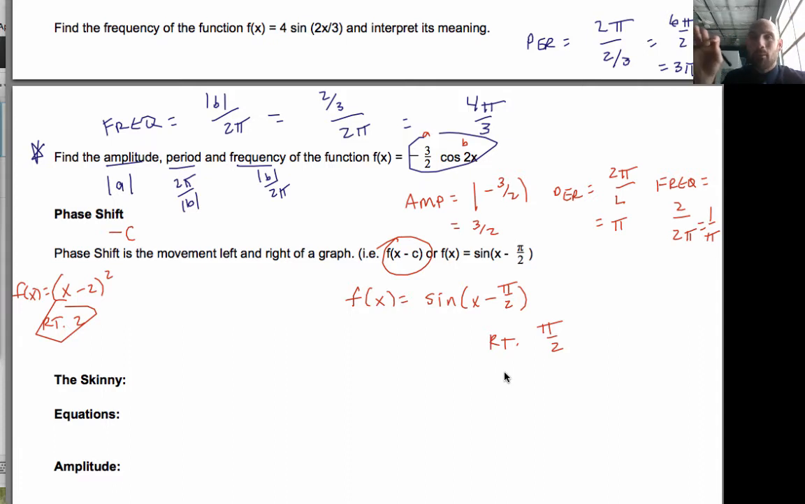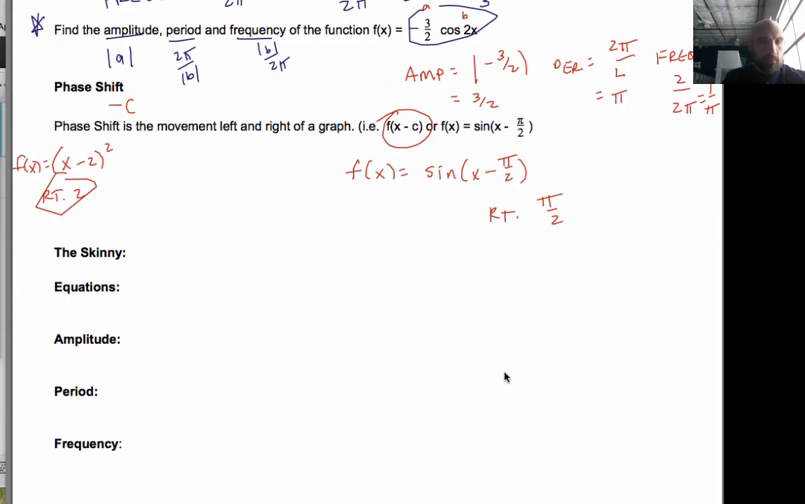Because pi over 2 is a number, it's the same thing we've been doing, except it just looks a little bit different because it's got a pi and it's got a fraction. Who cares? It doesn't matter. It's whatever's being subtracted. So let's break it down.